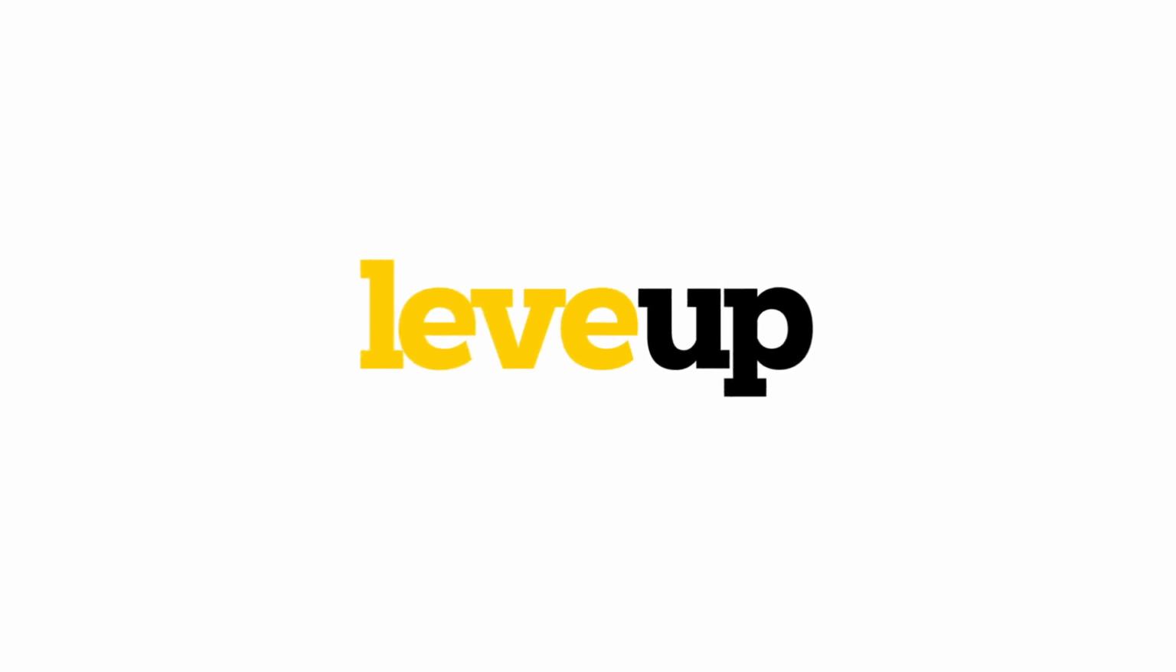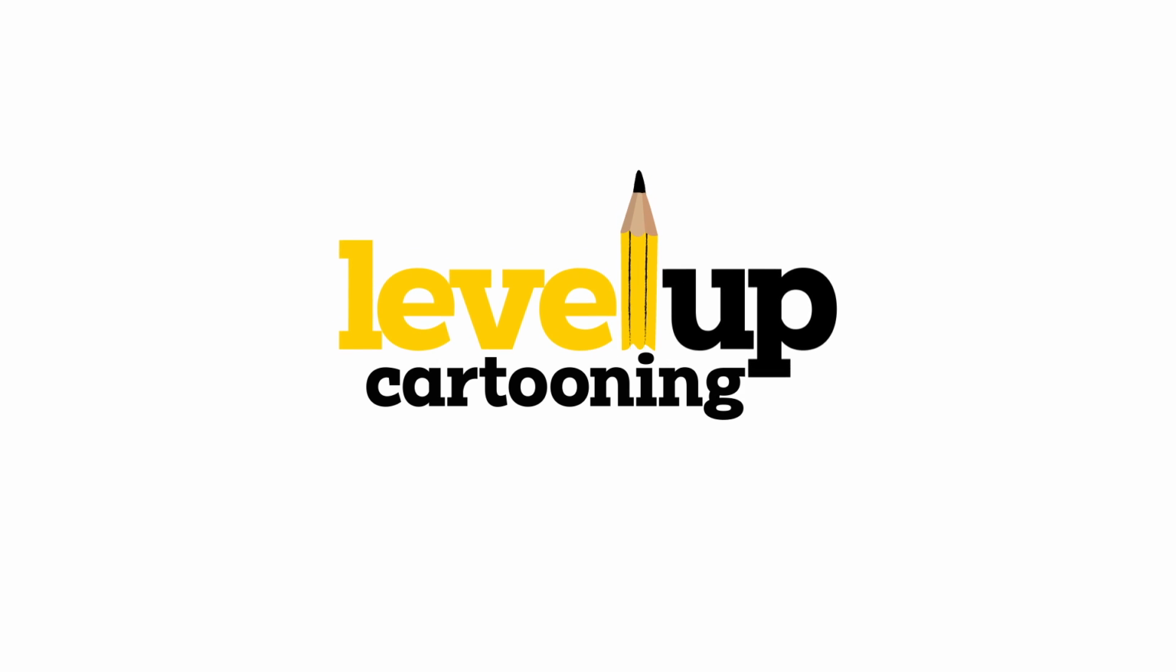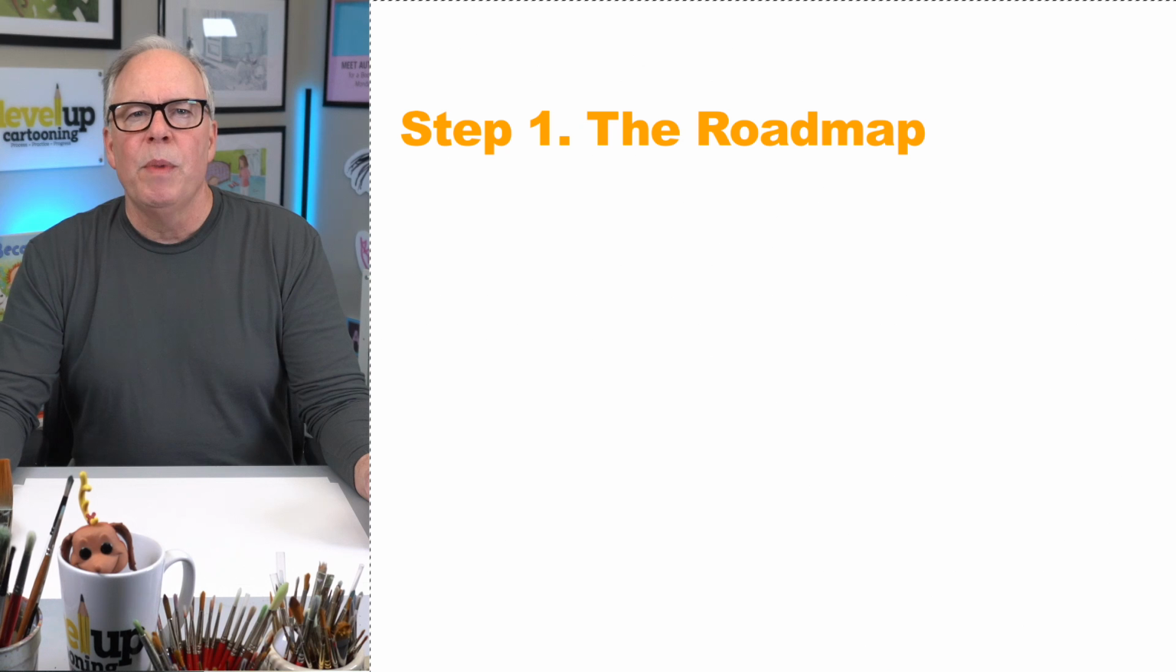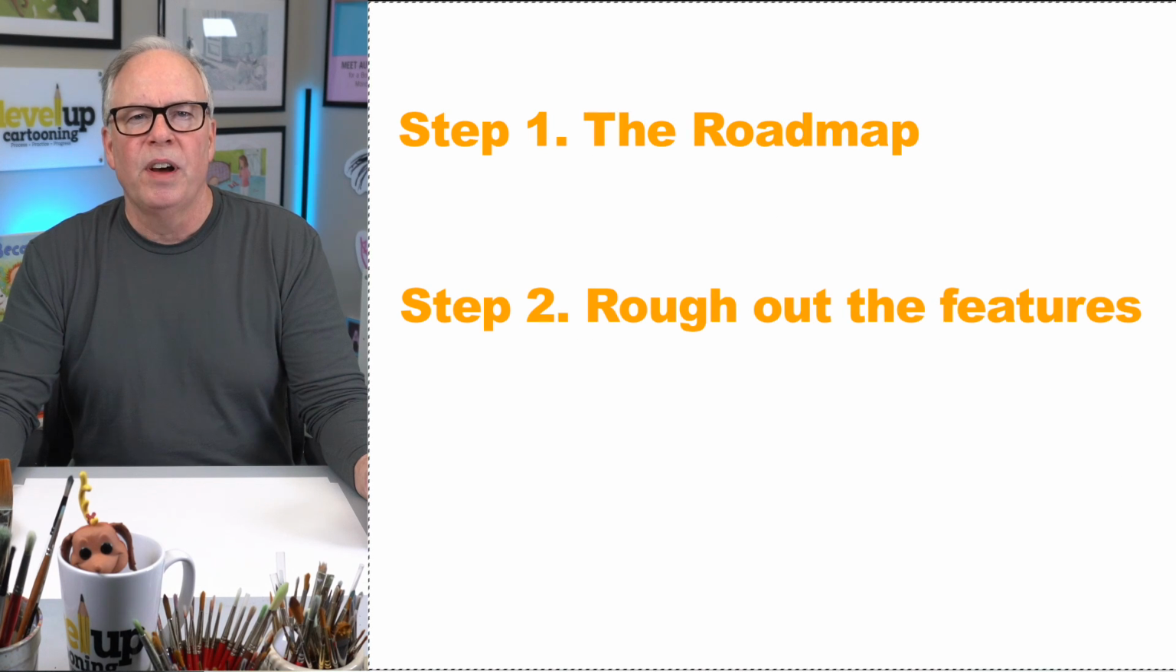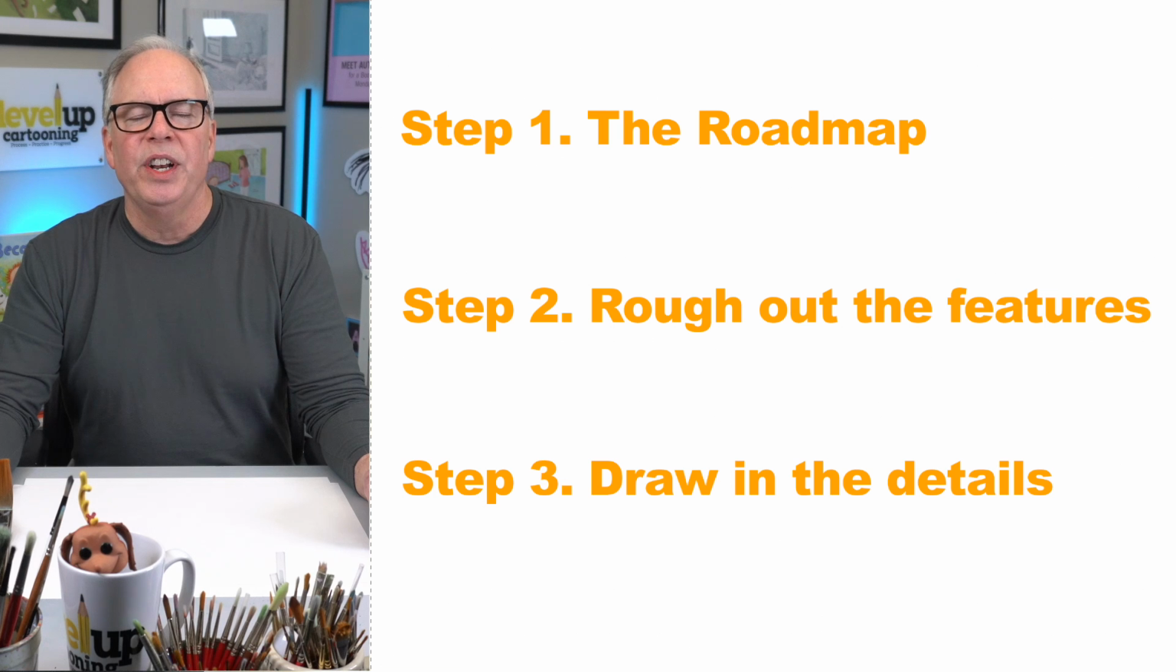Alright, so let's draw some snowmen. In each of the 3 drawings, we're going to be using the Level Up Cartooning process. In step 1, we lightly draw a road map of the character. Step 2, we rough out the features of that character, still drawing lightly. And finally, in step 3, we draw in the details.